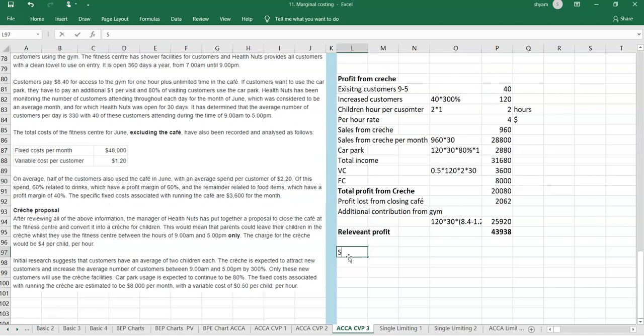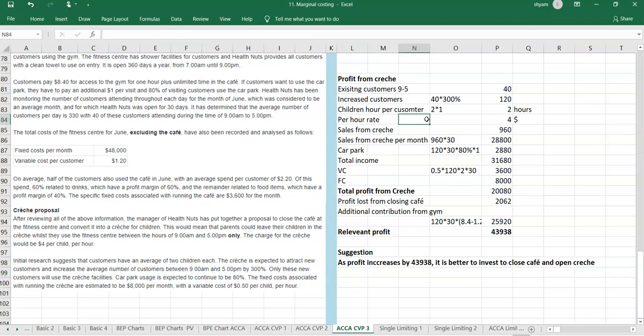So we can give a suggestion. The suggestion would be: as profit increases by 43,938, it is to close cafe and open Creech. Okay, so that is our suggestion.